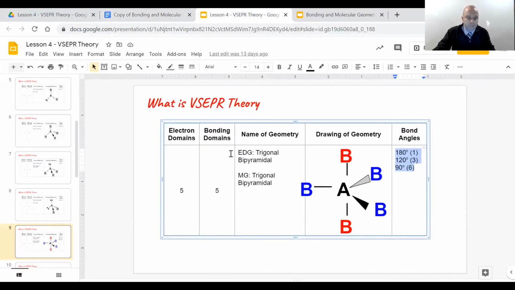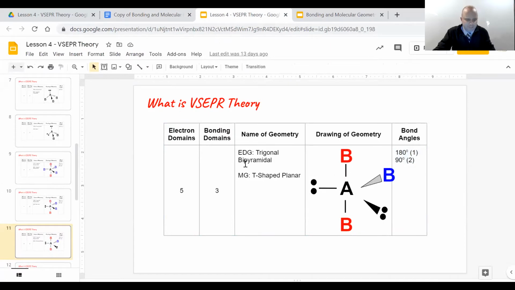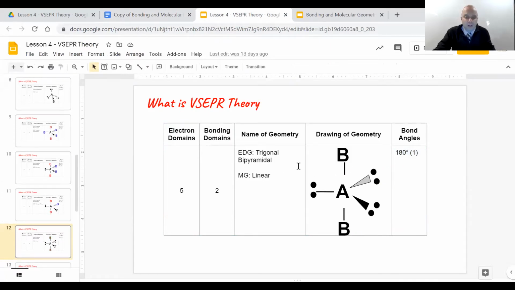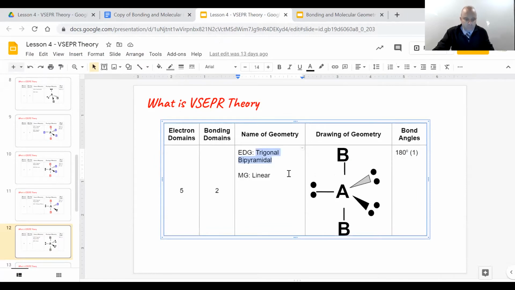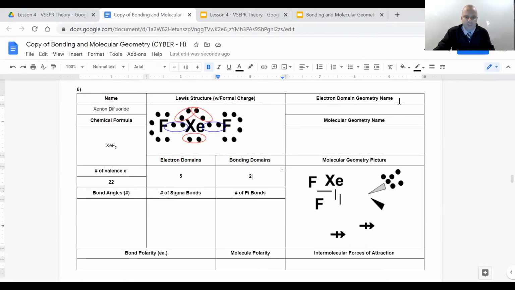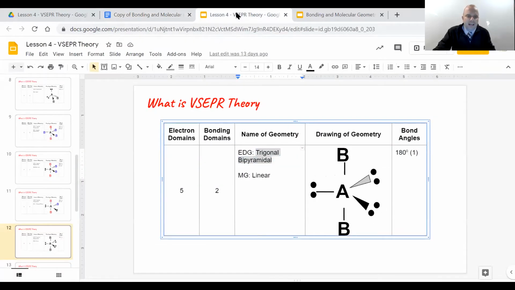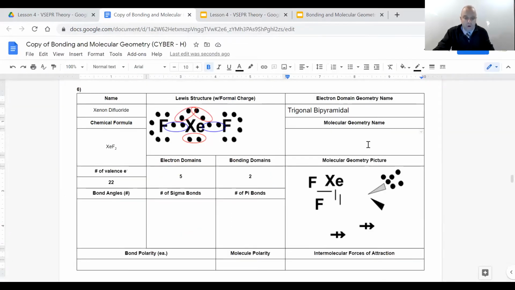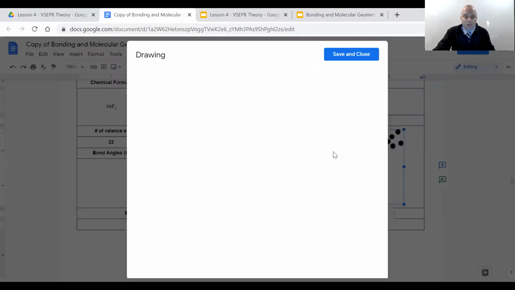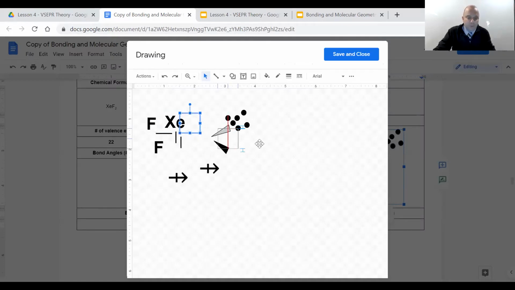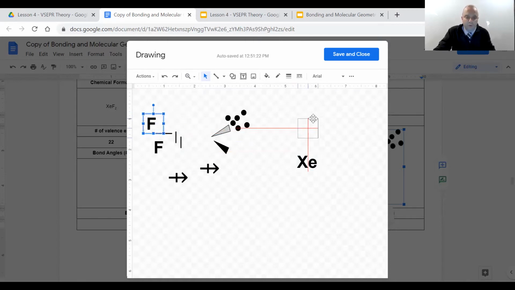So now we jump over to our VSEPR theory guide. We have 5 and 5, 5 and 4, 5 and 3, bam, 5 and 2. So the 2 names that we're looking for, trigonal bipyramidal, we're going to copy and paste that one onto the top. That's the name that we have up here. And then for the second part, because we only have 2 of them bonded, we wind up with a shape that we're going to call linear because they're all in a line. And then we're going to make our drawing look kind of like it did on the previous slide. So we're going to put xenon in the center, and then we're going to put our 2 fluorines. We're going to put one fluorine straight up. We're going to put the other fluorine straight down.